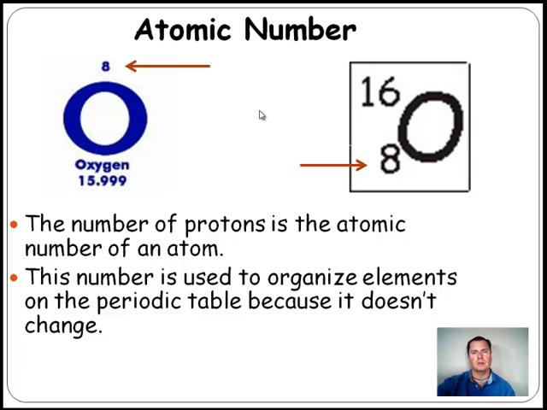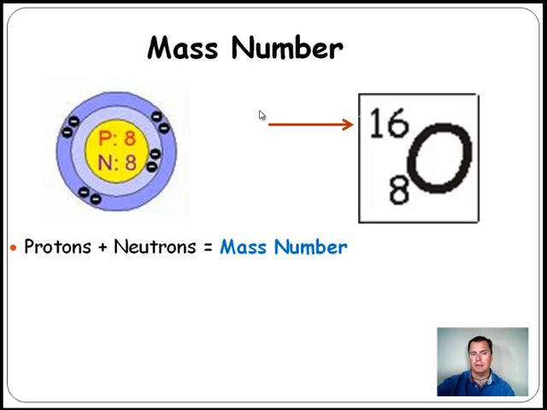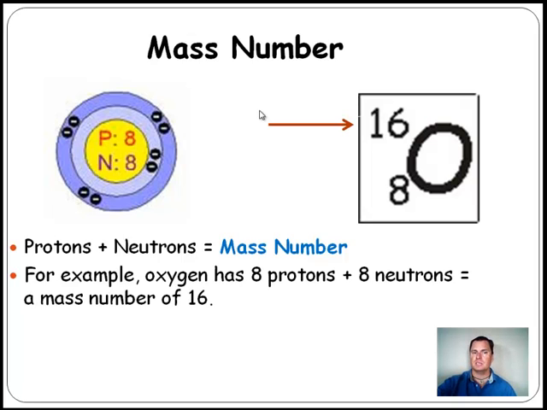Okay, the second thing we talked about last time is mass number. Mass number refers to the number of protons and neutrons in an atom. For example here, which we did last time, oxygen has 8 protons and 8 neutrons. So we add those together and it has a mass number of 16. So this isotope would be oxygen-16.